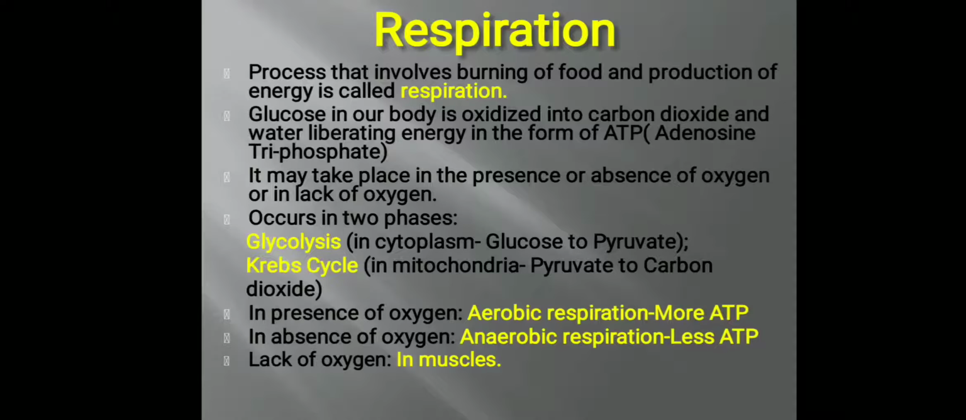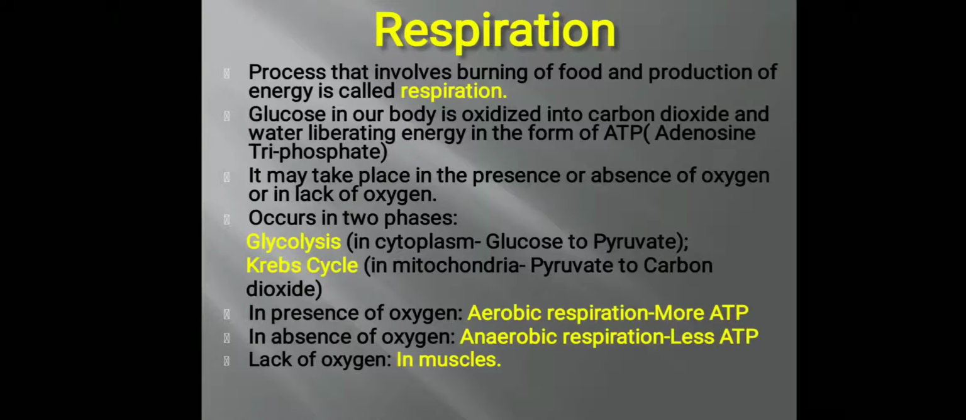Okay, so after the glucose is broken into pyruvate in the cytoplasm of a cell, then it moves to the mitochondria. In the mitochondria, further pyruvate is converted into carbon dioxide, liberating a high amount of energy, and that is called the Krebs cycle. So glycolysis takes place in the cytoplasm, the Krebs cycle takes place in the mitochondria, where a high amount of energy is produced. And that's why, if you recall your old concept, mitochondria is called the powerhouse of the cell. So this is the reason why mitochondria is called the powerhouse of the cell.